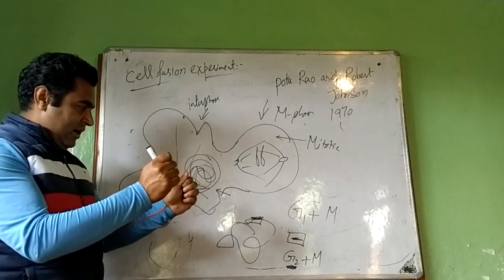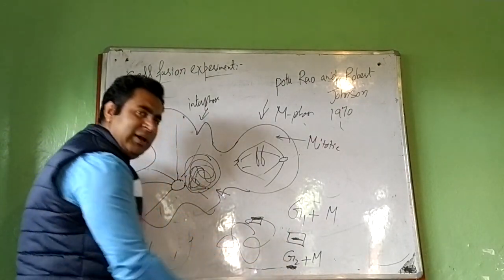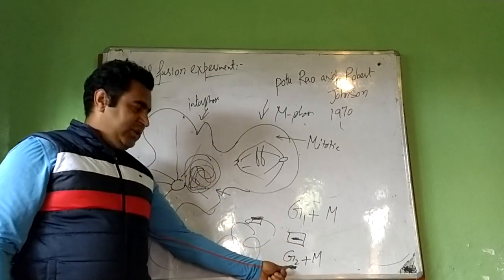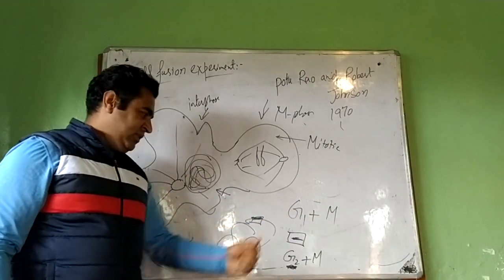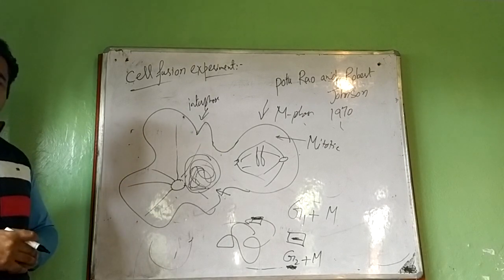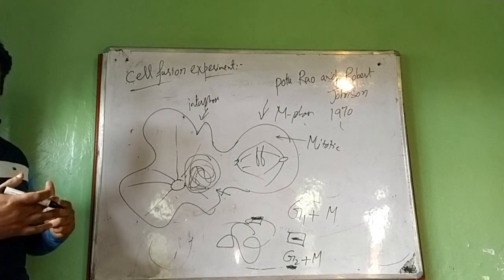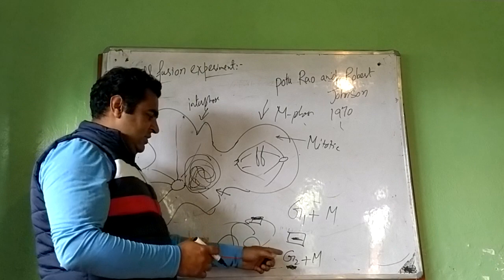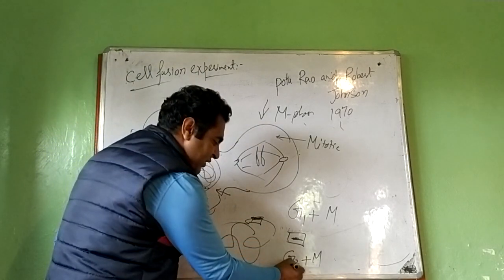G2 DNA is getting thicker as compared to G1 DNA. So that indicates that during this G2 phase, DNA has already doubled. Okay, so DNA has doubled, and because of that, we have more thickness.